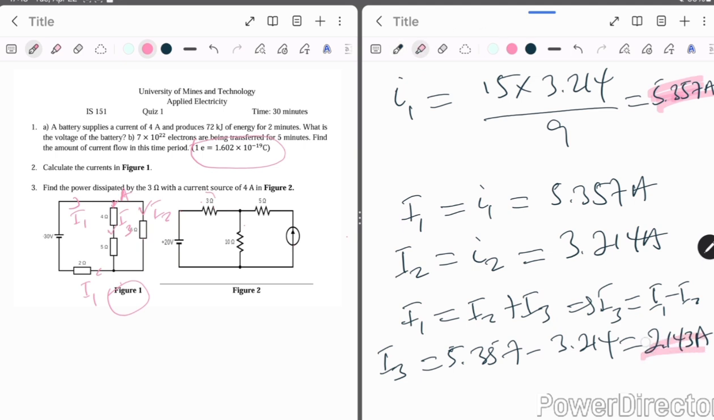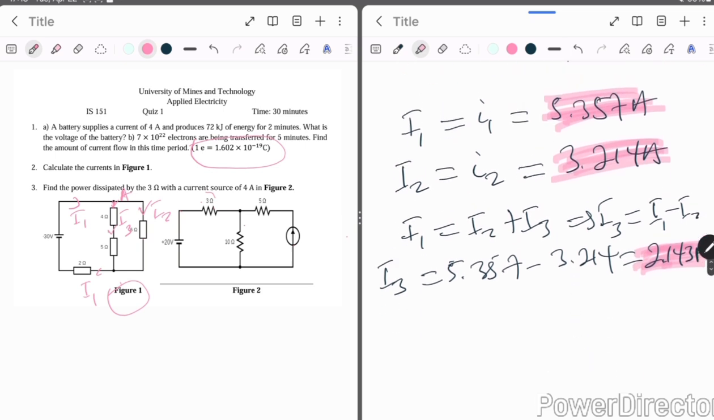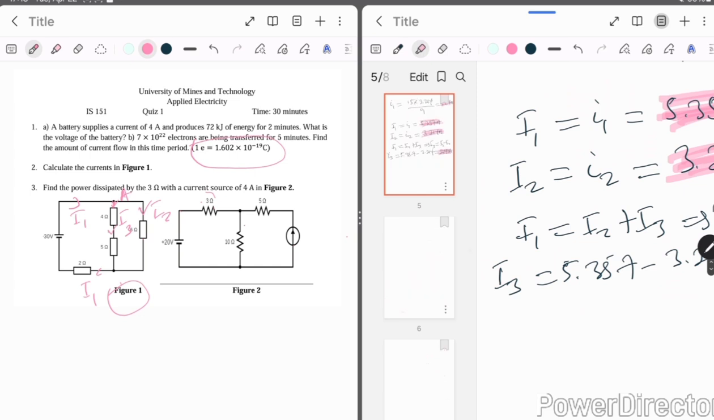So you can see that I1 is 5.357, I2 is 3.214, and I3 is 2.143. So that's for question 2. Let me move to question 3.